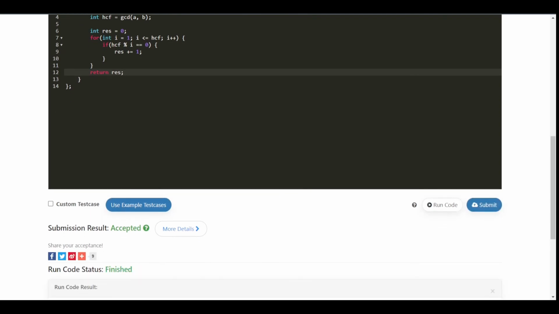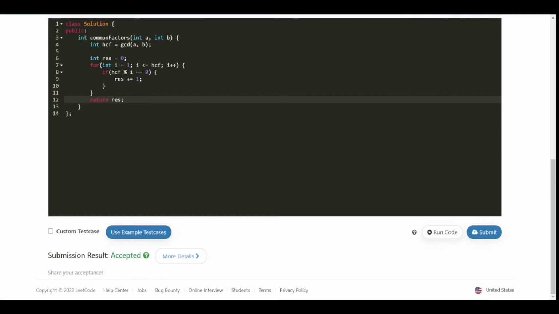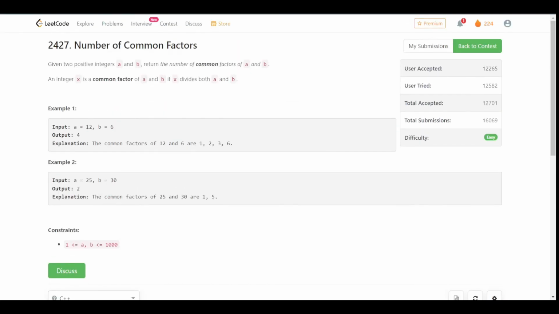Let's see if that's working fine. Let's submit it, and it's working perfectly fine.